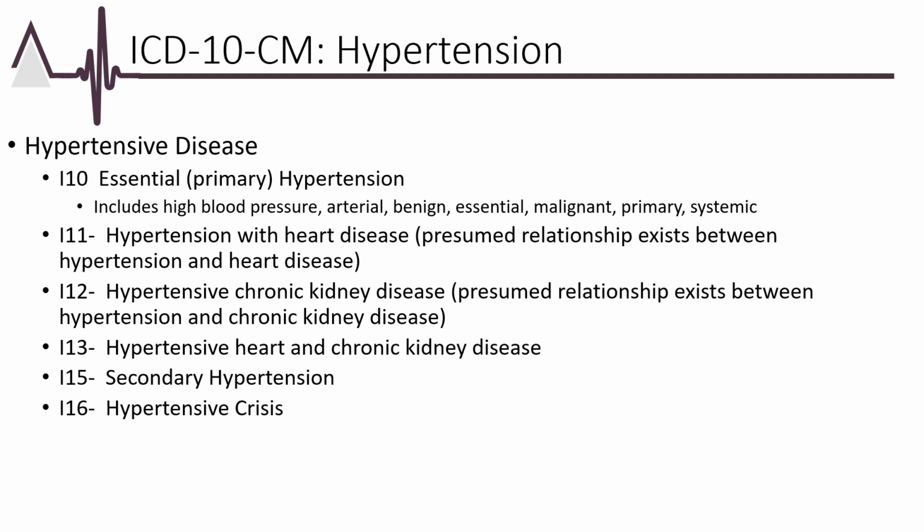It is important to note that per the ICD-10-CM guidelines, there is a presumed causal relationship that exists between hypertension and heart disease and hypertension and kidney disease. As a result of the presumed causal relationship, if the patient has both conditions present, coders should assign the combination code that exists. Only if the physician specifically states that the two conditions are not related should the two conditions be reported separately.